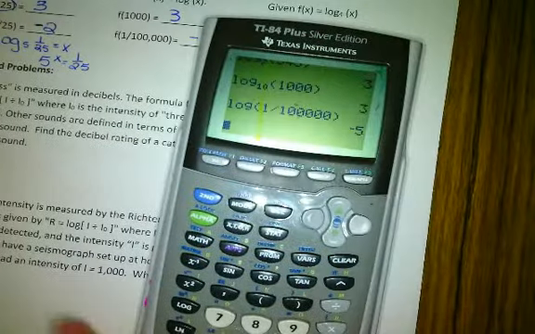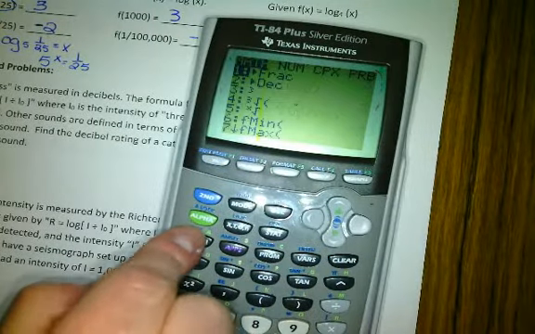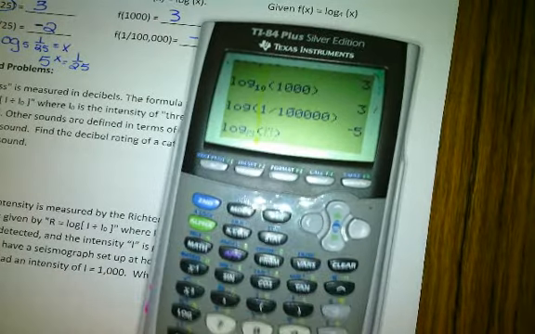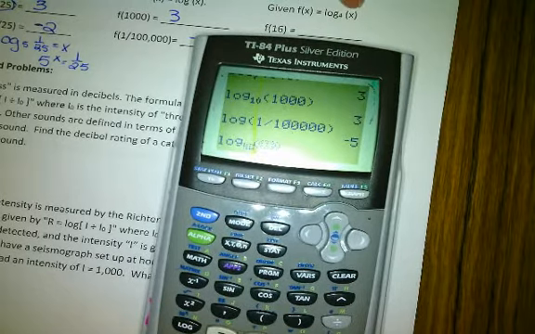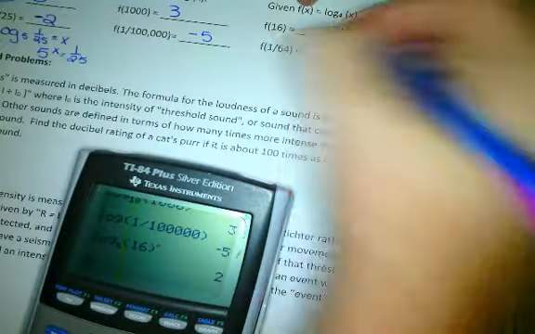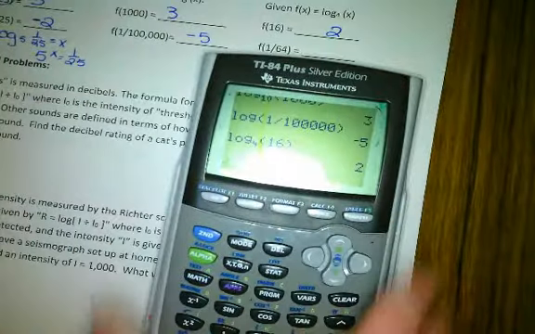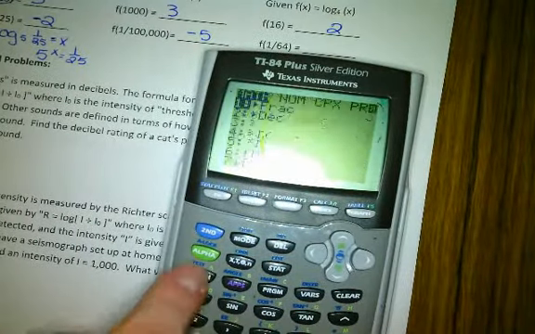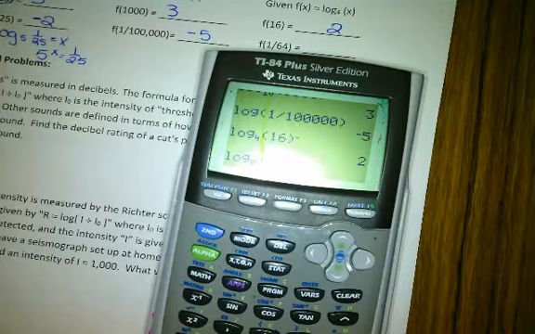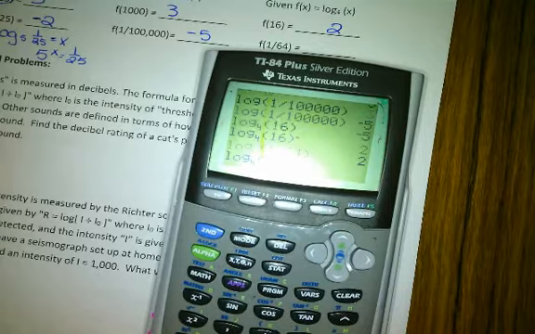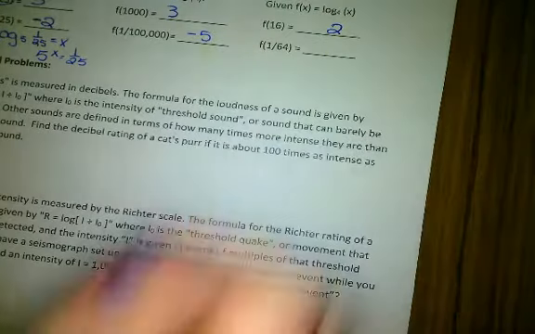All right, this one here has log base 4, so math, alpha A is going to be 4, and then 16, and you get 2. All right, this one here, I'm going to have math, alpha A again. I'm going to do log base 4, and then 1 divided by 64. And you get -3.